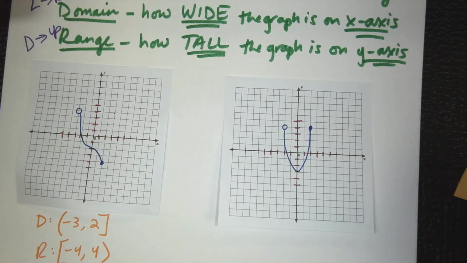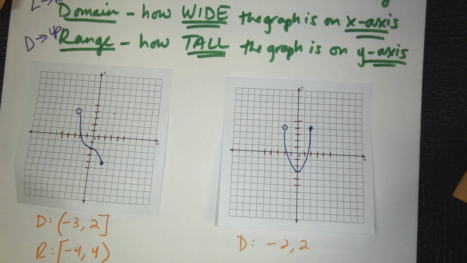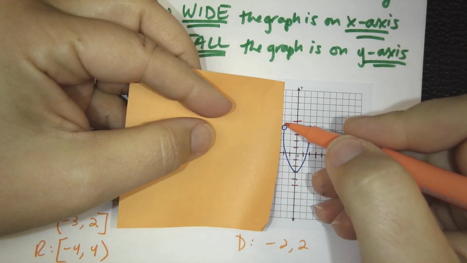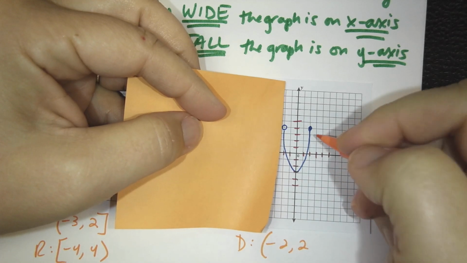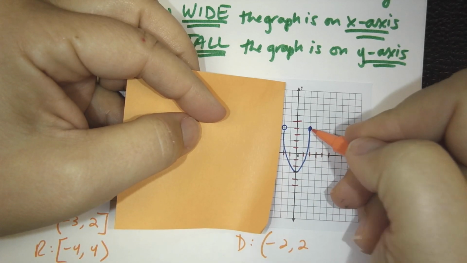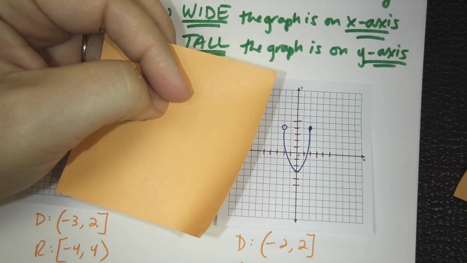-2 to 2, correct? Okay, so you got the numbers. We just have to tell me, is it bracket or parenthesis? Well, at -2, I got a hole. So it's going to be what? Parenthesis. But at +2, I got a closed. So it's going to be what? Bracket.